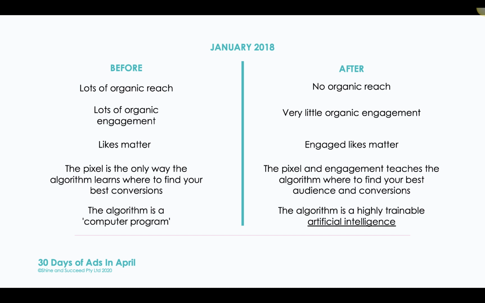And now the algorithm is no longer a computer system, but it is a very smart artificial intelligence. It literally is the stuff we watch movies about when the robots become smarter than the humans because they know how our brains work and they can anticipate our moves. And that is literally exactly what the algorithm is, it is an artificial intelligence.